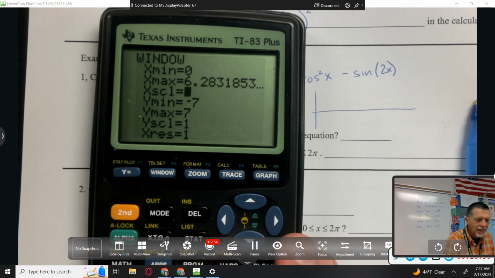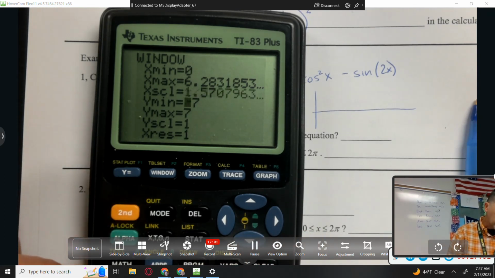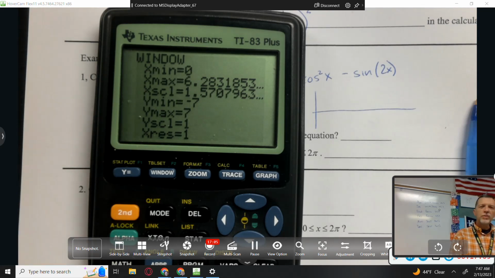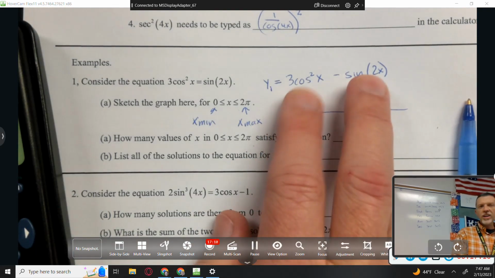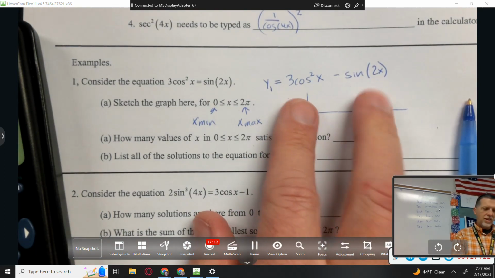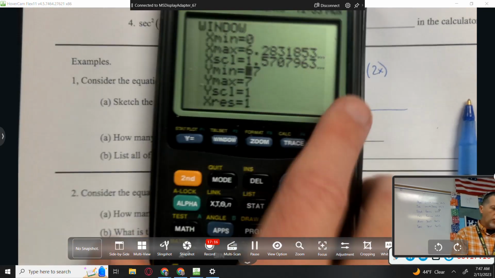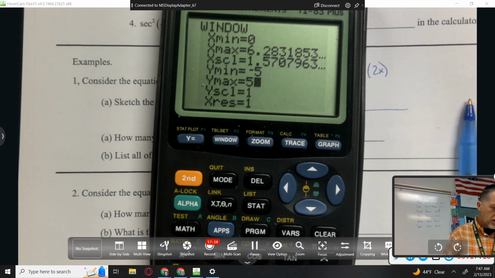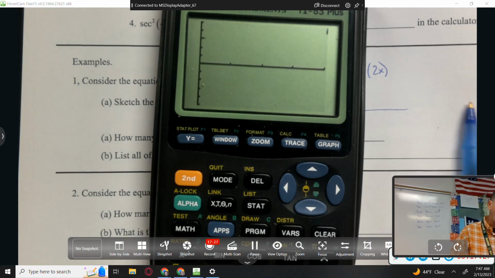X scale, again, that doesn't really matter, but I guess we can go pi over 2. I really don't know how big to make y min and y max. Cosine and sine usually have a max of 1. So there's 3 of them, there's 1 of them, so I don't think this thing should get more than 4 or negative 4. So I'm going to go negative 5 to 5 and see what happens. But I can always come back and change that. If it doesn't look good or I need to see more or less, it's an easy fix.